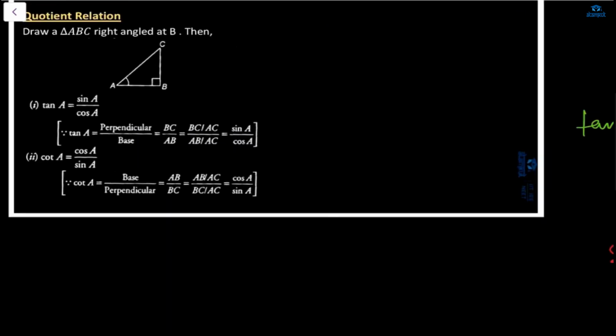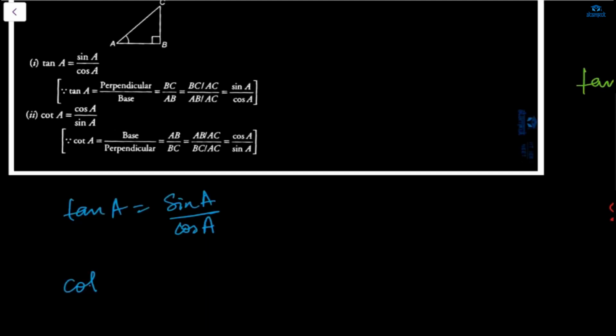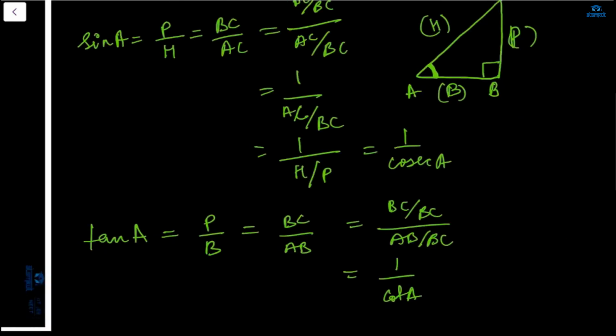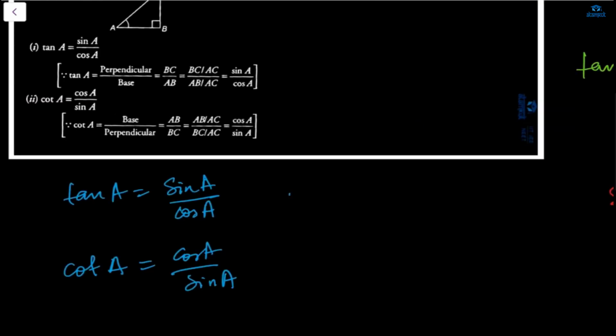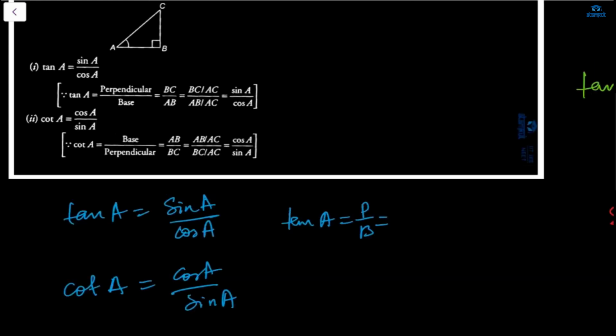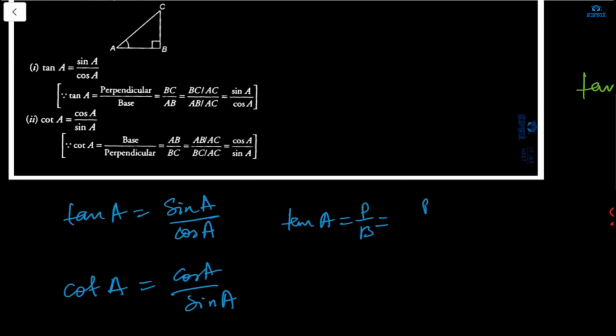Now there are two quotient relationships. What are they? Let's see. One is tan A is equal to sin A upon cos A, and similarly cot A is equal to cos A upon sin A. Same triangle, the triangle that I've drawn here, you can imagine, and we are going to see. So what is the value of tan A? Tan A will be perpendicular upon base, so it will be BC upon AB.